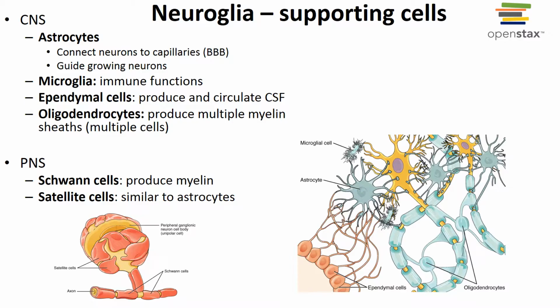Satellite cells surround the nerve cell body and may aid in controlling the chemical environment around the neuron, much like the astrocytes of the central nervous system.